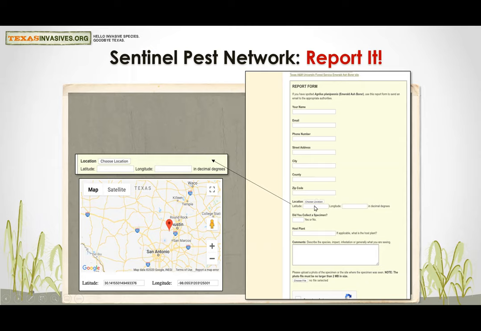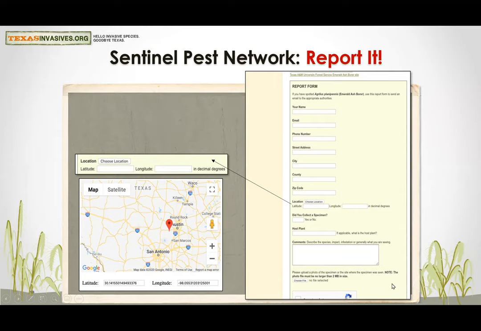When you want to choose your coordinates, you just click Choose Location, a map will appear, and then you move the pinpoint to where you're talking about. Those coordinates will auto-generate automatically in here. And then you would upload a file. Right now, we can only upload one picture, and it cannot be larger than 2 megabytes in size.